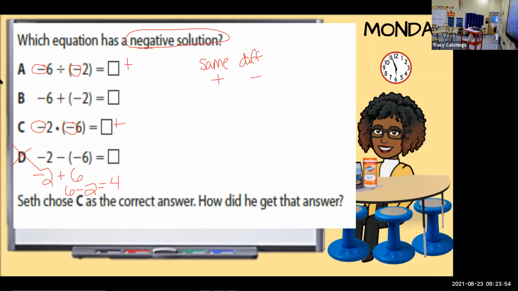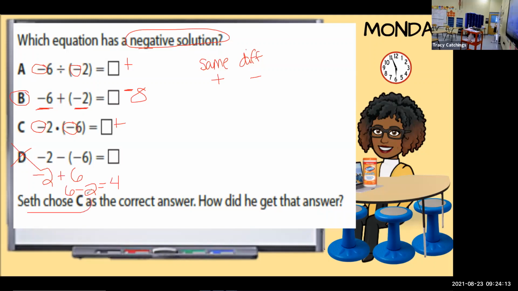All right, so then looking at B, -6 plus a -2, they have the same sign, so we will add them together. What's 6 plus 2? 8. And since both of those are negative, that meant that answer would be negative. That's what we learned last week with adding and subtracting.